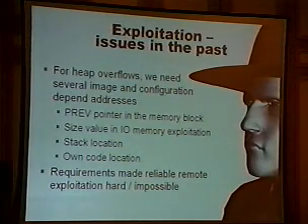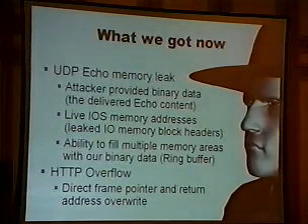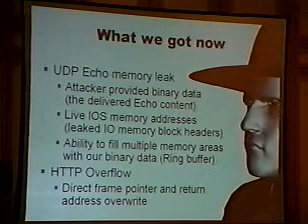Well, these requirements, as I said, made reliable remote exploitation pretty bad. What we have now is we combine the two. We got a UDP echo memory leak. So we see the attacker-provided data, which is in the echo packet. We have live iOS memory addresses, so we can fingerprint the whole thing, and we actually see where it is. And we have the ability to fill multiple buffers, because we're talking about the receive buffers. And those receive buffers are a ring buffer. So sending multiple echo requests will fill all the ring buffer elements. So we got multiple positions of our code that we can actually see.